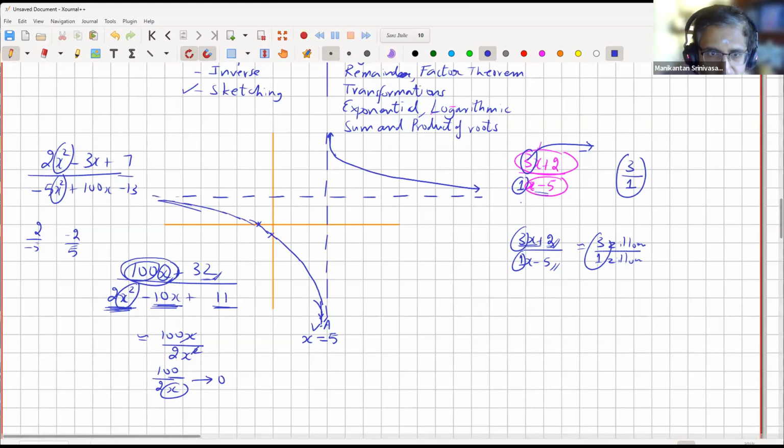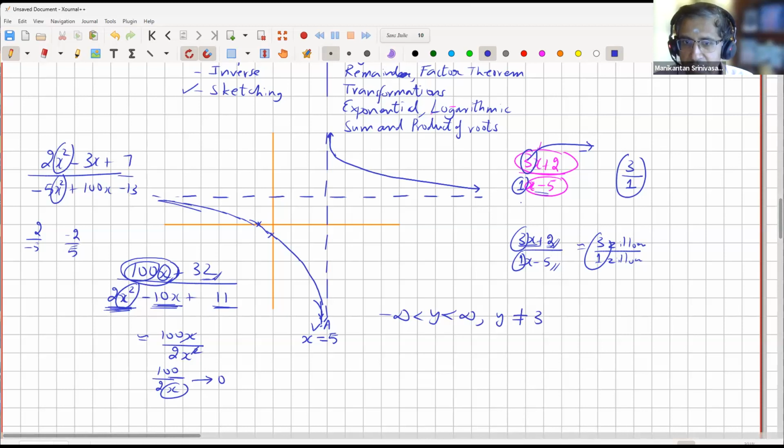Right? Once you sketch the graph, you can easily tell what the range is in this case. The range is minus infinity less than y less than infinity. All the values are possible, except y cannot be 3 in this case, right? It can never touch this horizontal asymptote. So y cannot be 3.